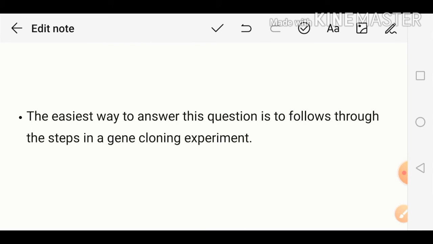So gene cloning is nothing but the desired DNA which we need to multiply. That particular DNA is inserted into some carrier molecule that we call a vector, and then that particular DNA molecule is multiplied in a host cell. So that's simply known as gene cloning. There are several simple steps that need to be followed for gene cloning experiments.